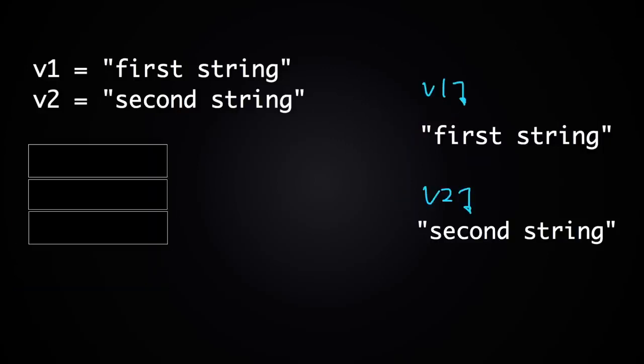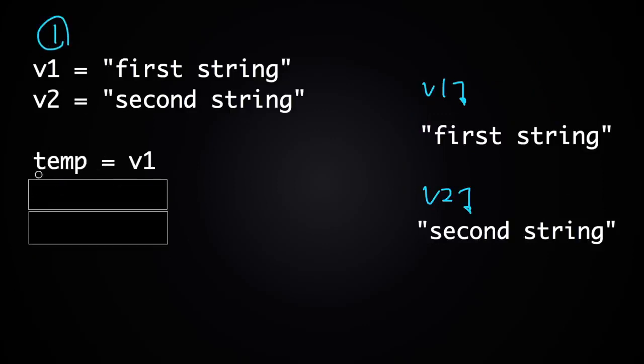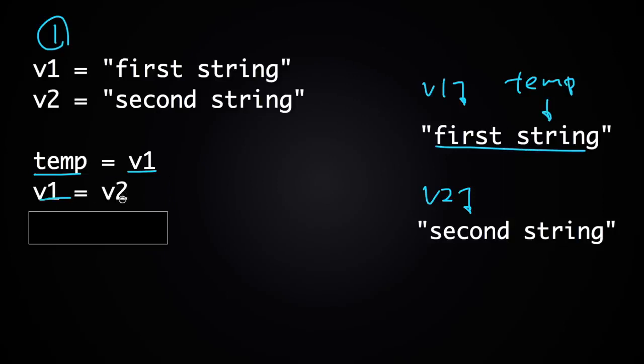Okay, here's a solution that only uses one temporary variable instead of two. The first thing we're going to do is we're going to set a new temporary variable called temp to what v1 refers to. So temp will be this string right here, and after that we'll set v1 to v2, so v1 will no longer refer to first string, and then it will refer to second string instead.